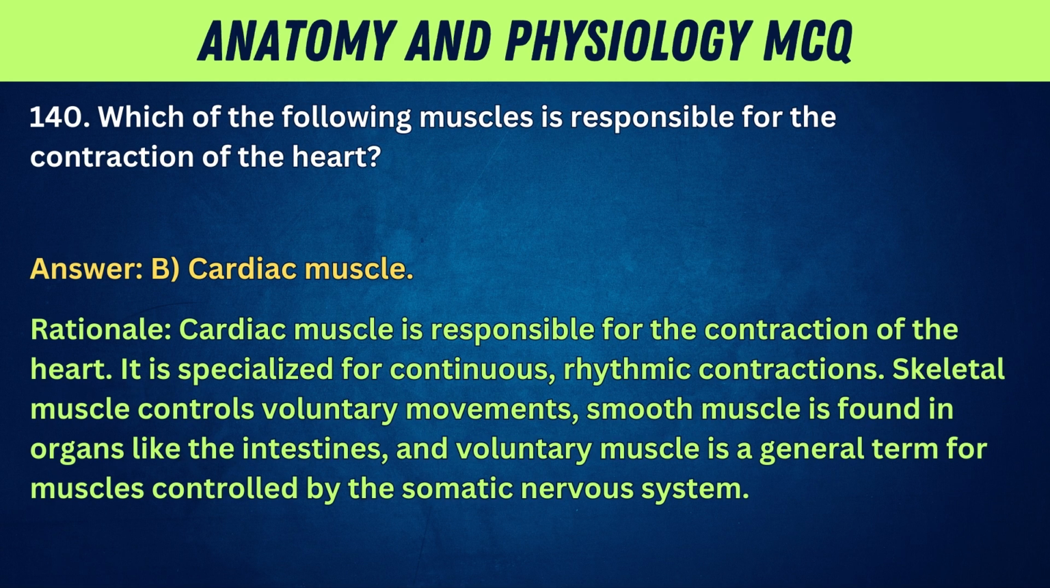Voluntary muscle. Answer: B. Cardiac muscle. Rationale: cardiac muscle is responsible for the contraction of the heart. It is specialized for continuous, rhythmic contractions. Skeletal muscle controls voluntary movements. Smooth muscle is found in organs like the intestines, and voluntary muscle is a general term for muscles controlled by the somatic nervous system.